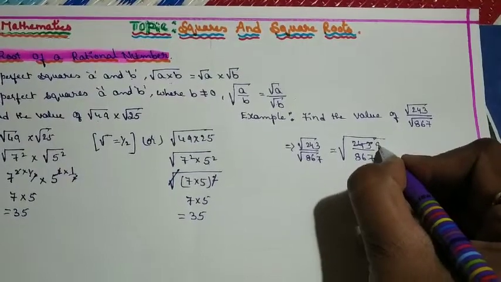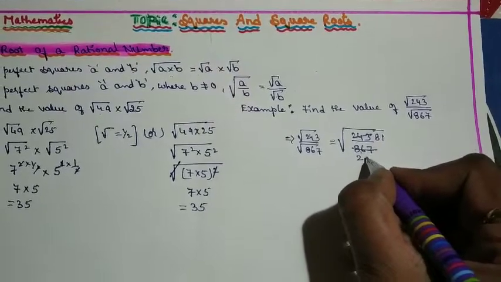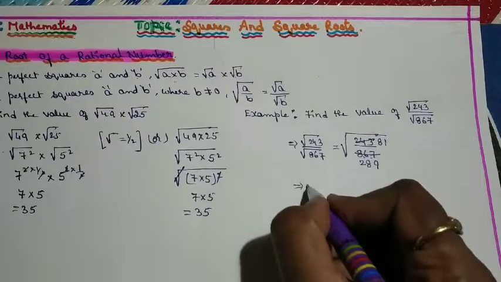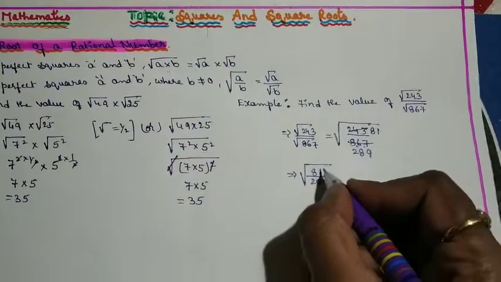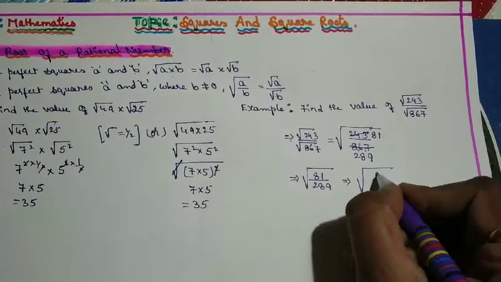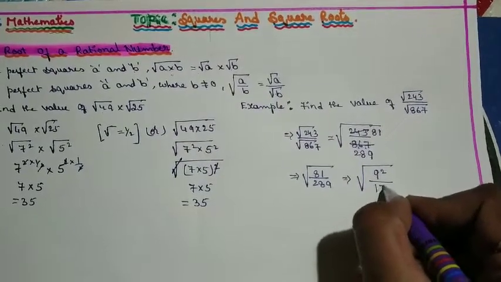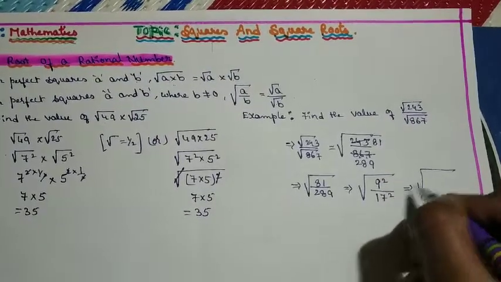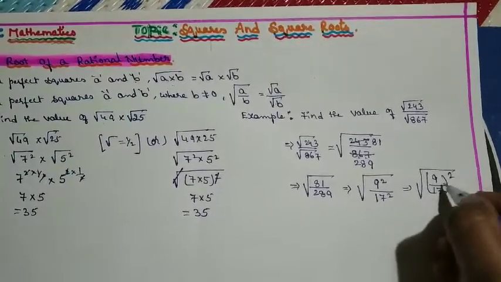So 3 8s are 24 and 3 1s are 3, and here 3 2s are 6, 2 remains, 3 8s are 24, 2 remains, then 3 9s are 27. So we get the answer as square root of 81 by 289. We know that 81 is a perfect square and also 289 is a perfect square. 81 is a perfect square of 9, so I can write it as 9 square, and 289 is a perfect square of 17, so I can write it as 17 square. This can be written as a power m by b power n is nothing but a by b whole power m. That is the exponential law.